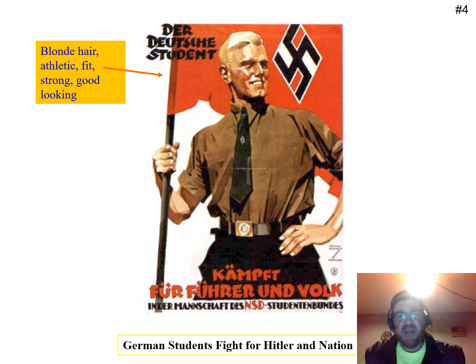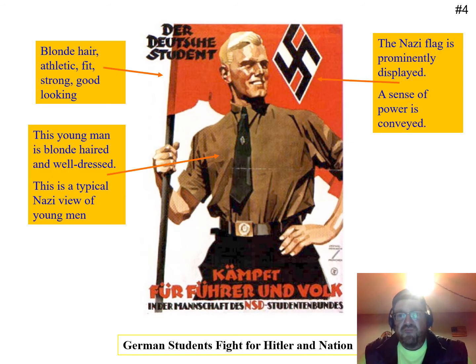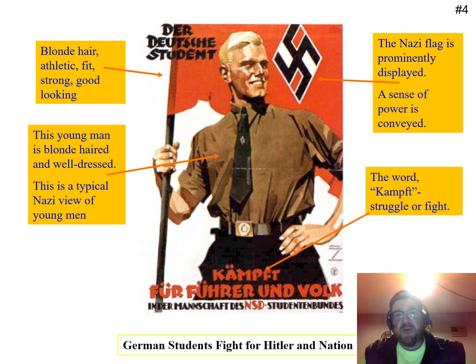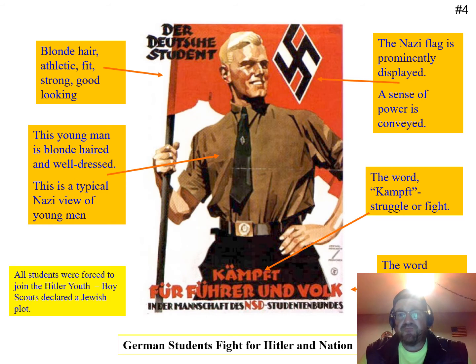Here you have a piece of German propaganda: blonde hair, athletic, strong, good-looking young man. This would have been associated with the Nazi youth movement. And notice the swastika kind of front and center. So if you were a young Nazi, you would have been forced to join the Hitler Youth. The Boy Scouts were declared a Jewish plot.